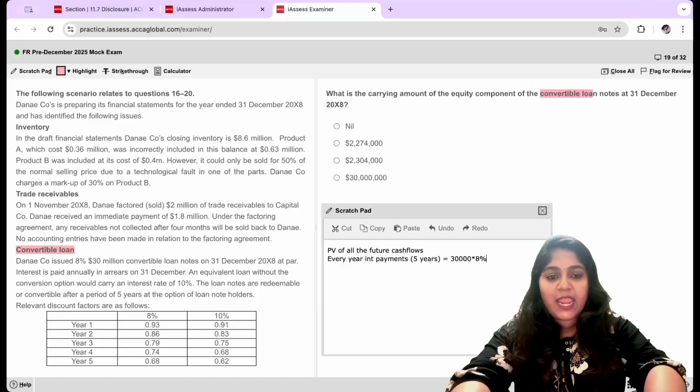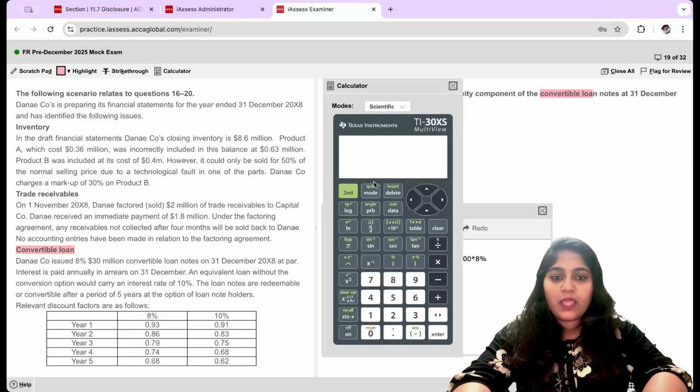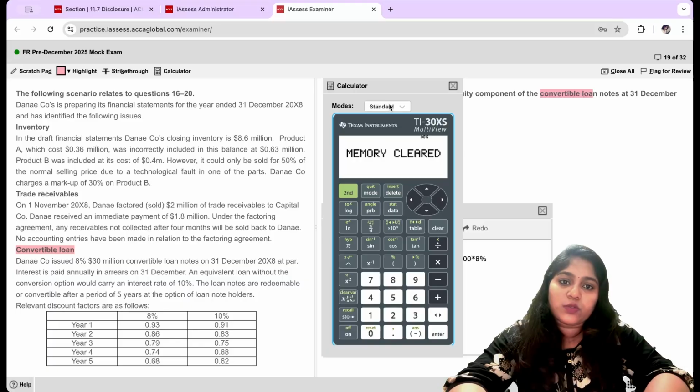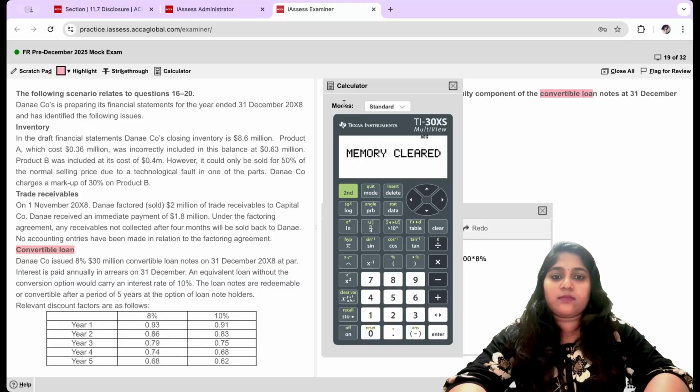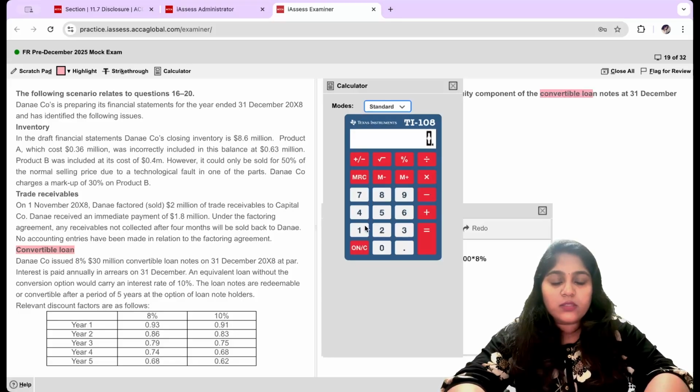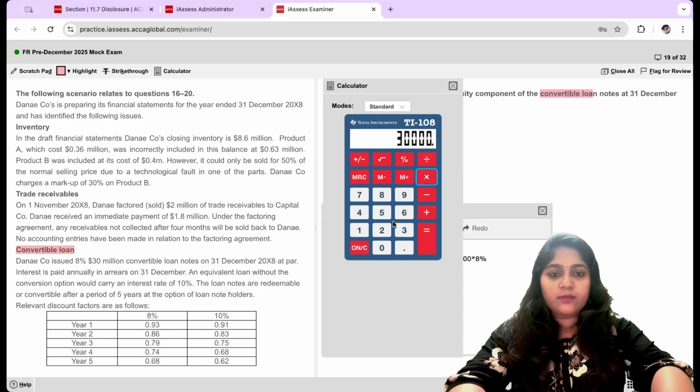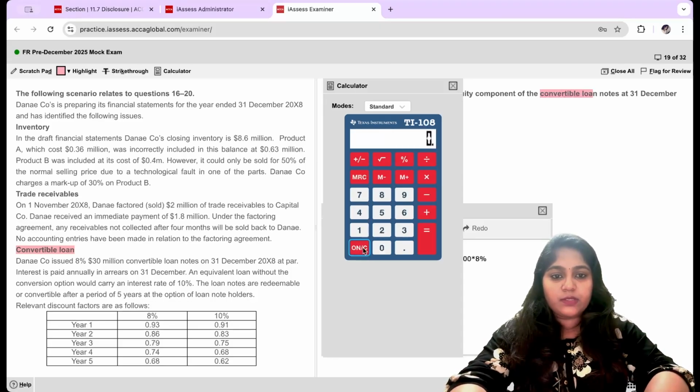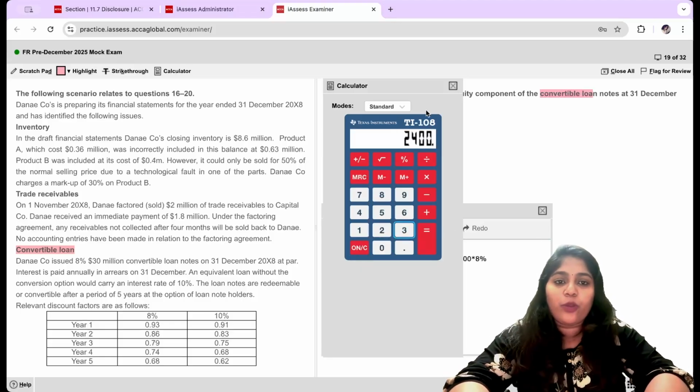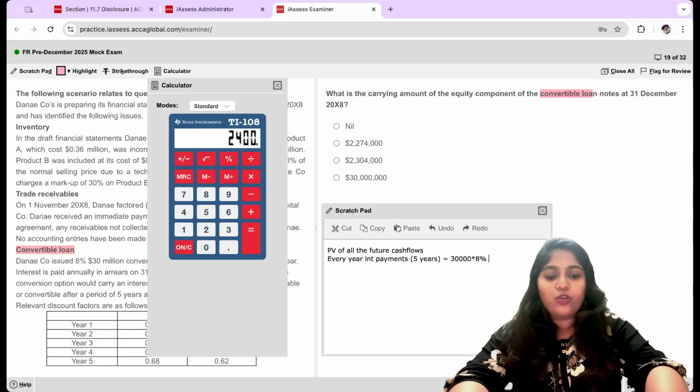That multiplied with 8%. So you will have to pay 8% multiplied with 30 million. That will be 2.4 million. So you'll have to pay 2.4 million every single year for 5 years time.